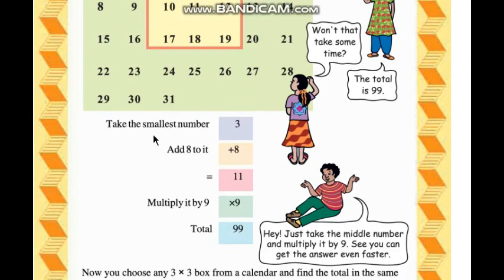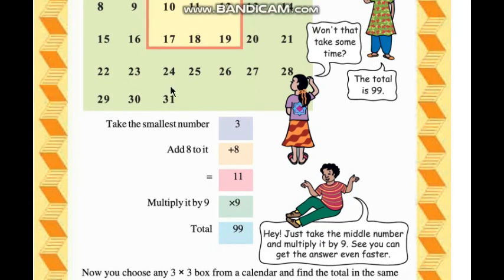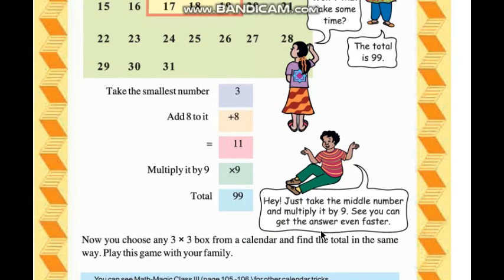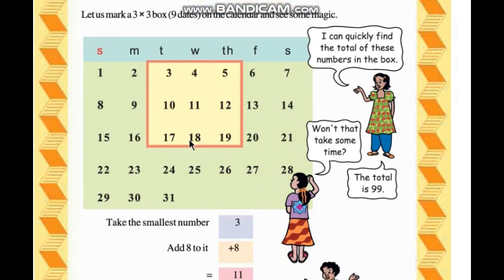First take the smallest number from this box. So which is the smallest number? 3. Then add 8 to it. That means 3 plus 8 is equal to 11, and then multiply it by 9. So 11 nines are 99. So the total is 99. Or just take the middle number and multiply it by 9. See, you can get the answer even faster. So there is another way also to find out the total quickly. Just take this middle number, 11, and multiply by 9. So 11 nines are 99.